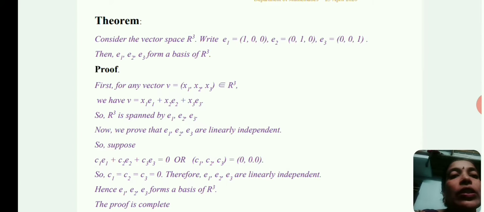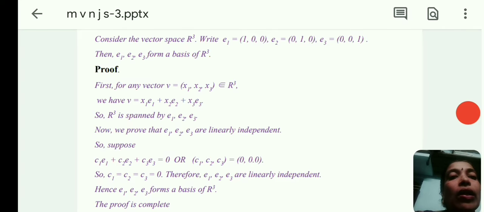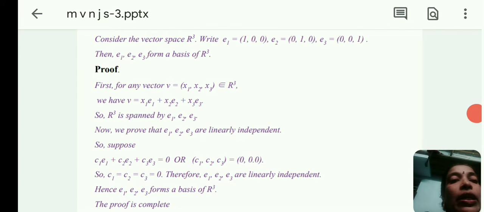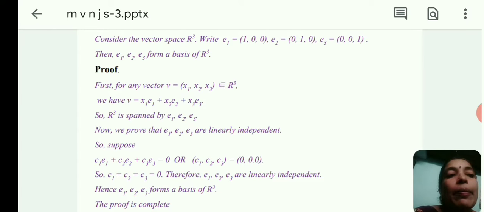Proof. First, take any vector v with elements x1, x2, x3 in R3. Now take the linear combination v is equal to x1 e1 plus x2 e2 plus x3 e3. So R3 is spanned by the elements e1, e2, e3. Now we prove that the elements e1, e2, e3 are linearly independent.